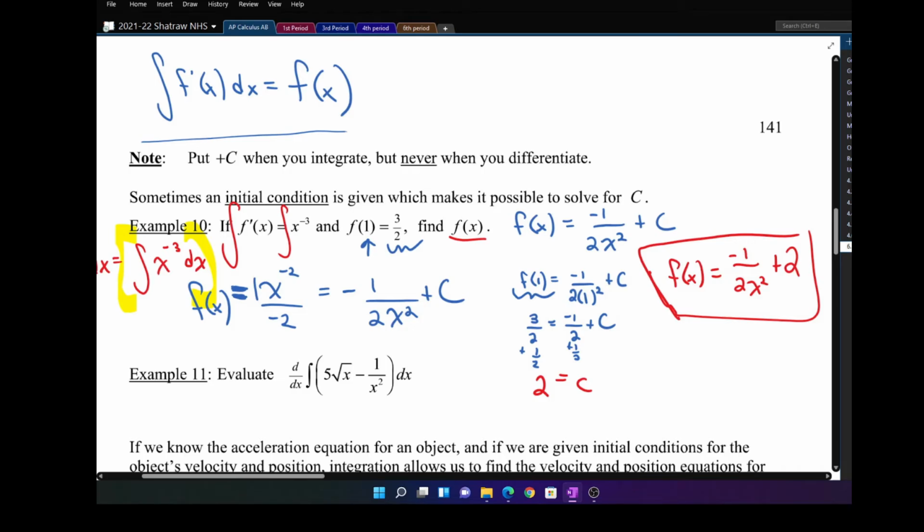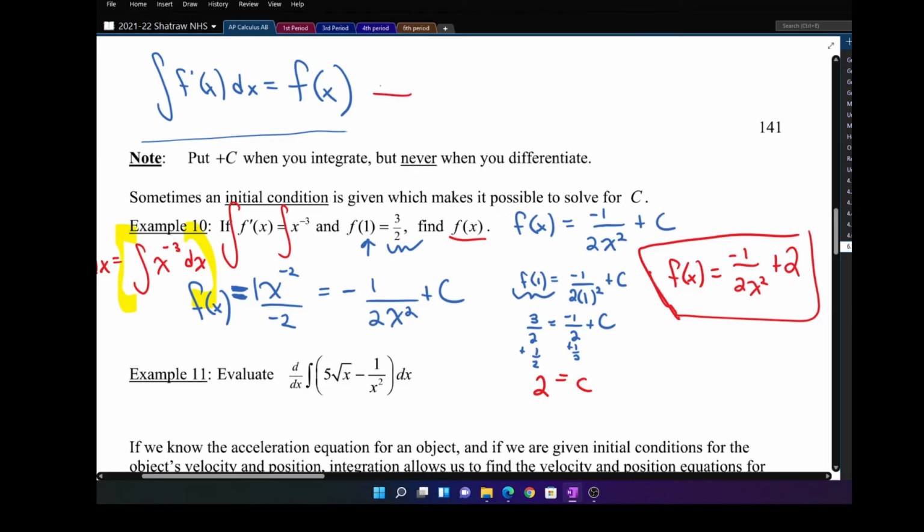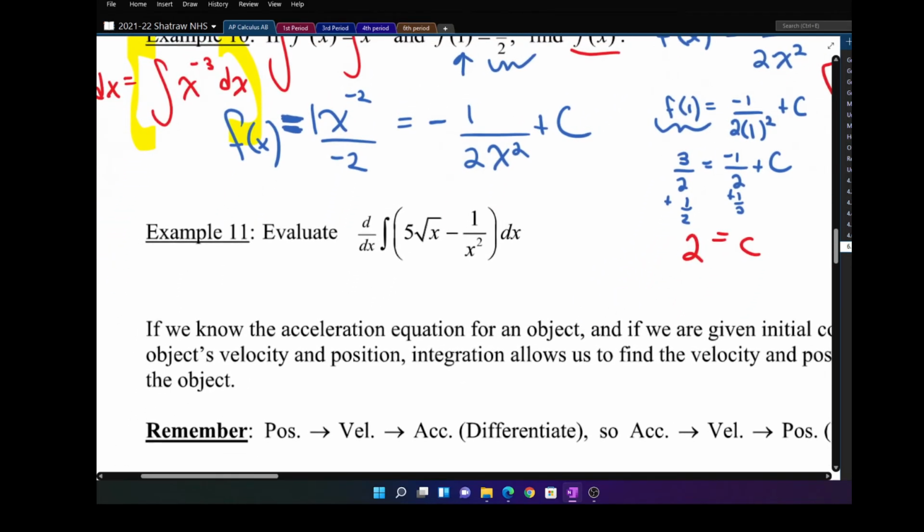Now, this last example is so fun because again, it comes back to this fundamental theorem of calculus. Basically, what he's saying is that those things cancel out. My answer to this question will be 5 times the square root of x minus 1 over x squared. I don't need to do the work, right?